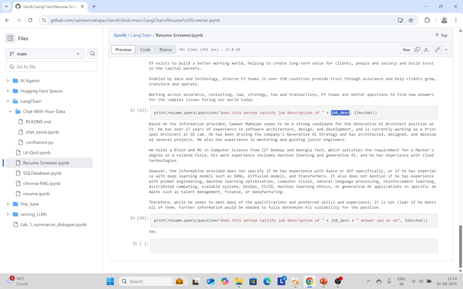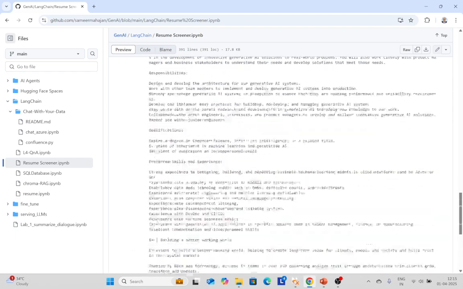But then, if you say it's just a screening, I mean, maybe it's like 60%, 70% that meets the requirements, right? So now you ask a direct question. You say, does this person satisfy the job description, and answer yes or no, right? Now it will take a ballpark estimate. It will say yes.